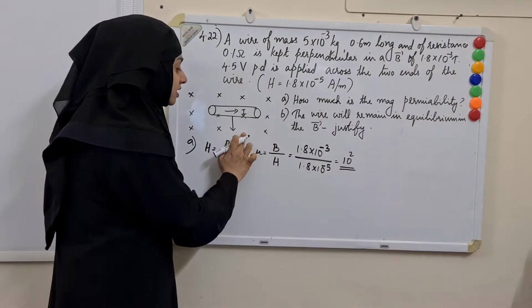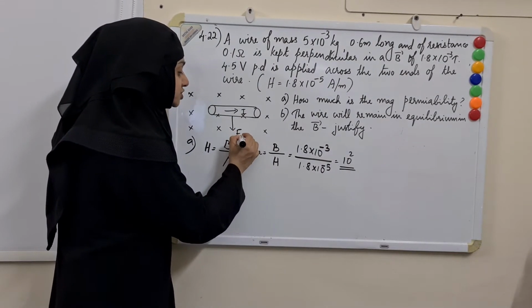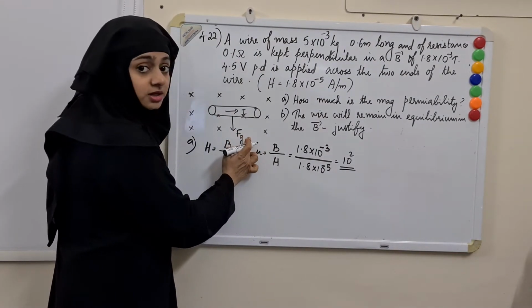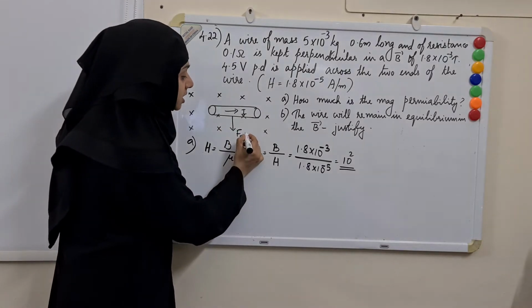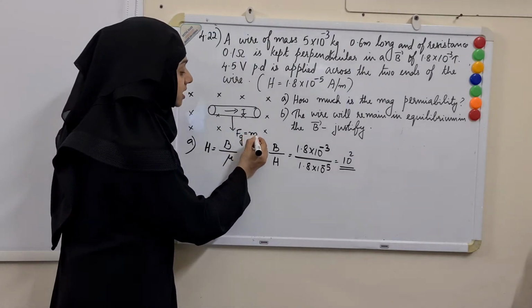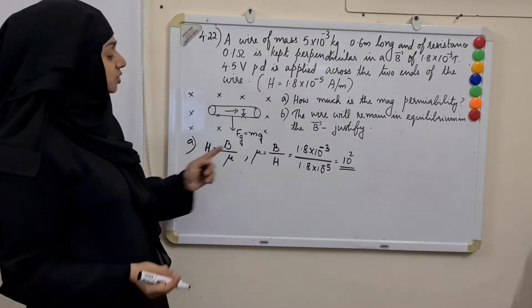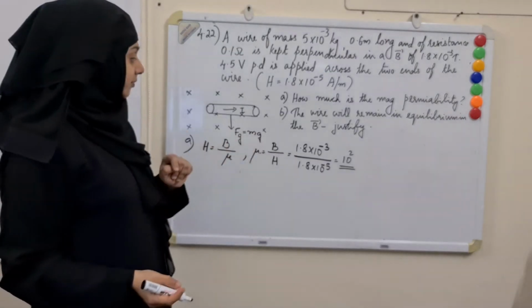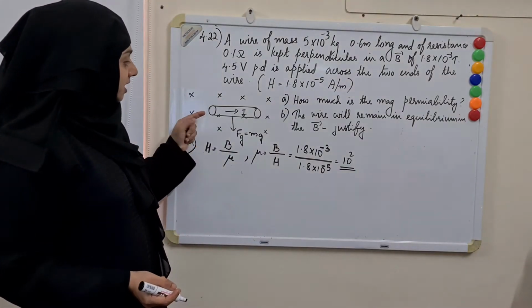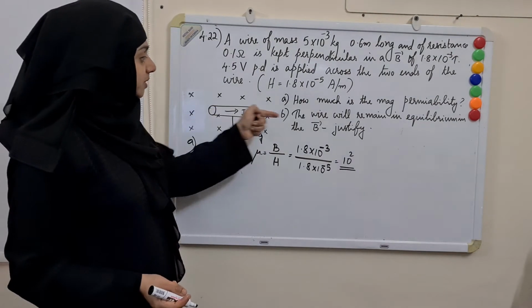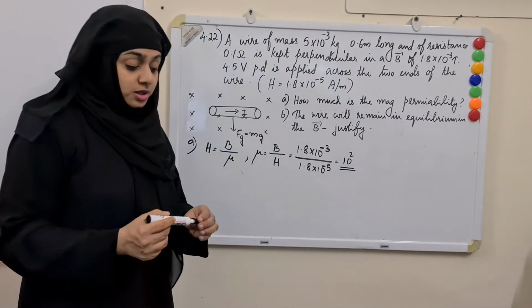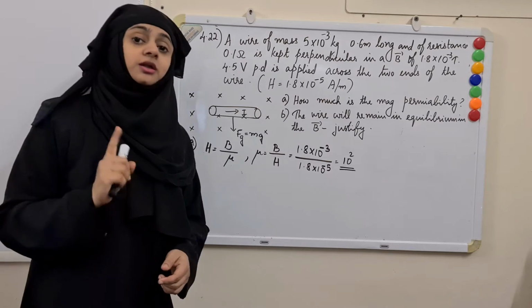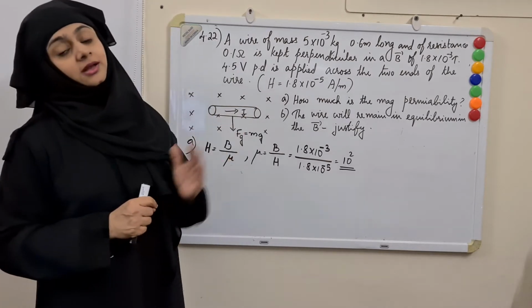How will you find the gravitational force? Let me express gravitational force as Fg is equal to mass into acceleration due to gravity. Okay? And we know that the current carrying conductor is placed in a magnetic field. So there will be a force, magnetic force acting on the current carrying conductor.